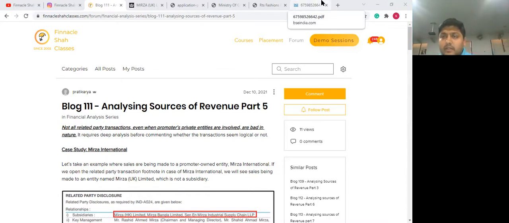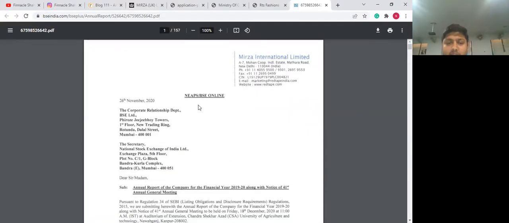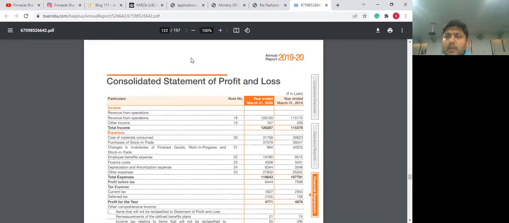How can you uncover the related party transactions and see if any foul play is happening with a particular company or not. Here we have the annual report 2020 of Mirza International. If you open the income statement, present on page 122, you can judge that the business roughly generates revenue of 1261 crores, so about 1260 crores by selling shoes across their customer base.